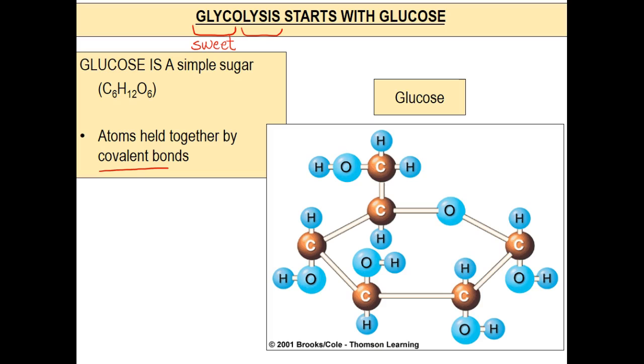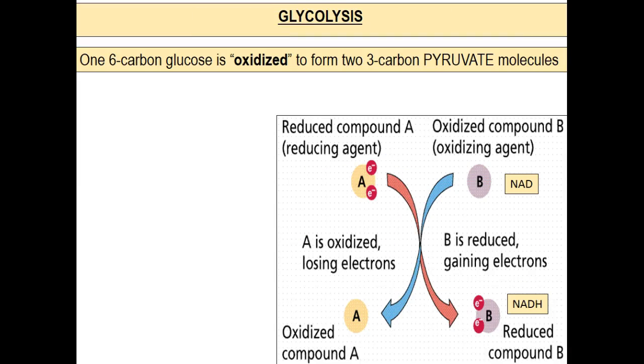Okay, but in glycolysis, what's going to happen in the lysis part is that one 6-carbon glucose molecule is going to be oxidized to form 2 3-carbon pyruvic acid or pyruvate molecules. And you can use the term pyruvic acid, or you can talk about pyruvate, and pyruvic acid is really the reduced form of pyruvate.